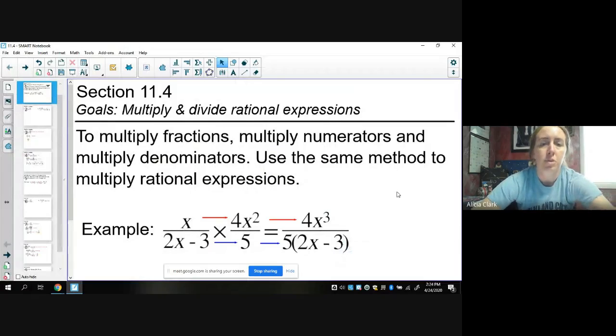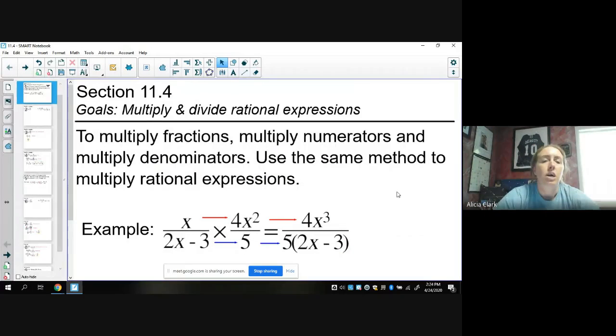We're going to be talking about multiplying and dividing rational expressions. To multiply fractions, remember that you just multiply numerators and denominators. Use the same method to do these rational expressions. So remember, if you're multiplying these two things, you would just multiply x times 4x squared, which will give you 4x to the third. 2x minus 3 times 5 would give you something that looks like this. So remember, you just go straight across on the top, straight across on the bottom, and that's how you multiply.